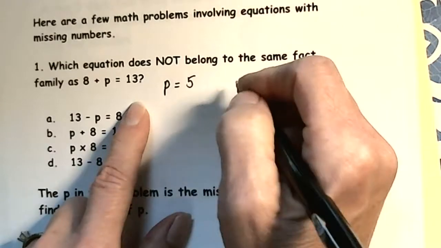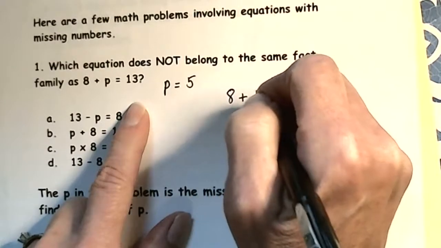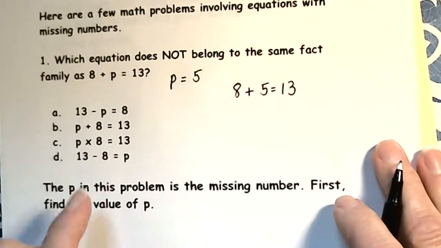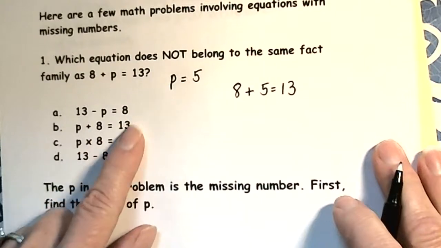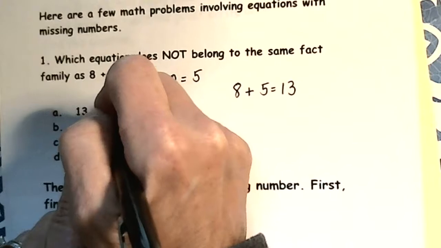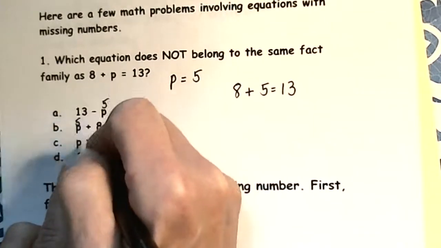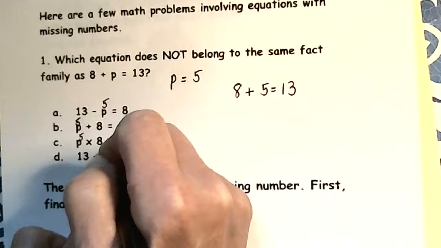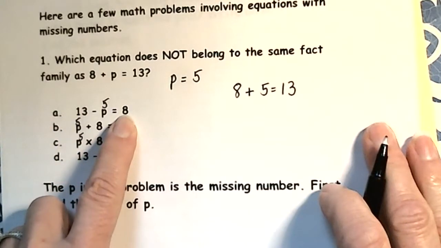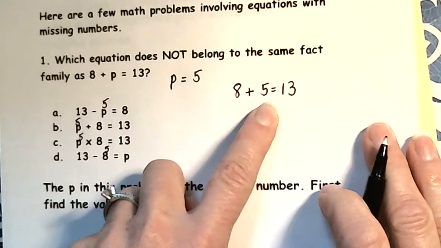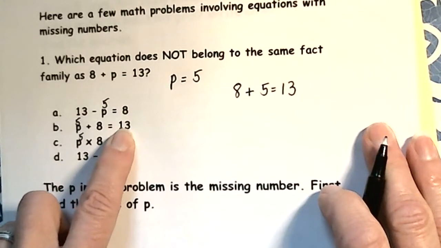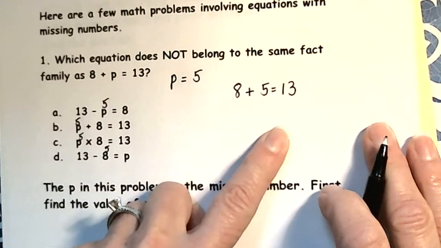So now that I know that, I can write this out. 8 plus 5 equals 13, and that will help me to find out which of these equations would not be in the same fact family. I can go ahead in place of the p and write 5s for all of these. So this one says 13 minus 5 equals 8. Well, that is in the same fact family. 5 plus 8 equals 13. That is in the same fact family.